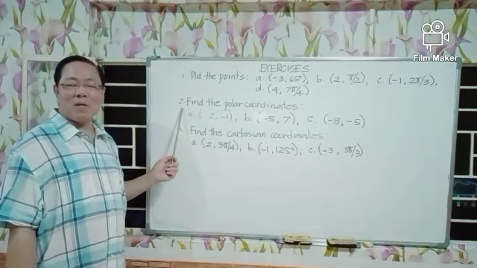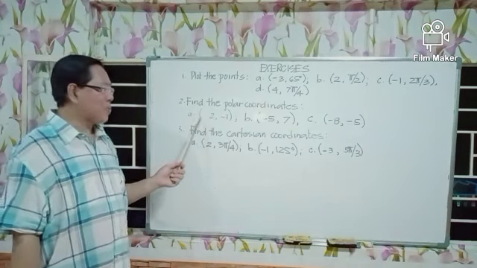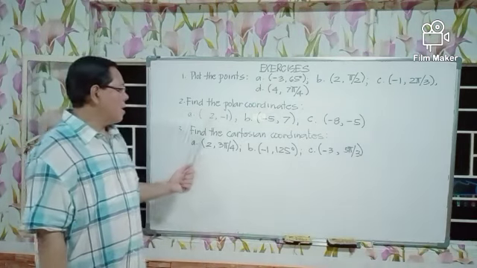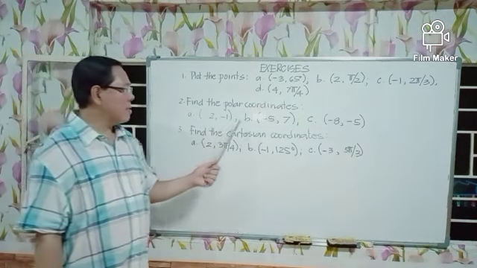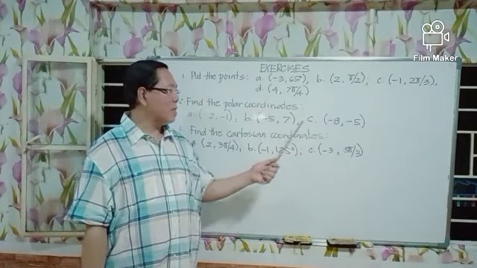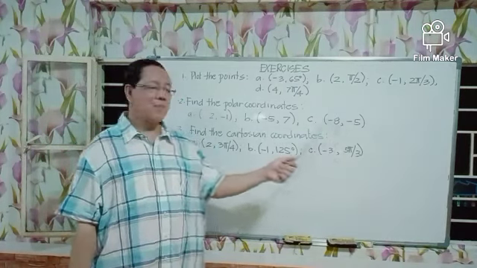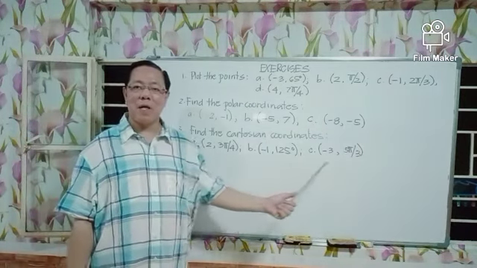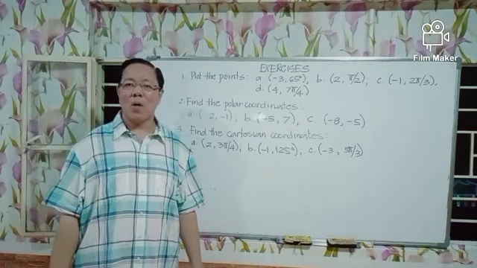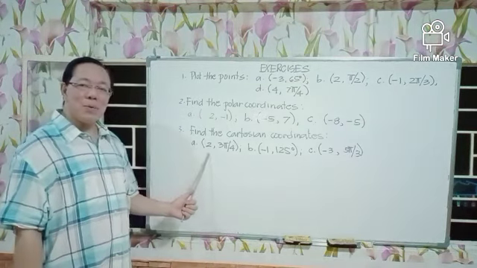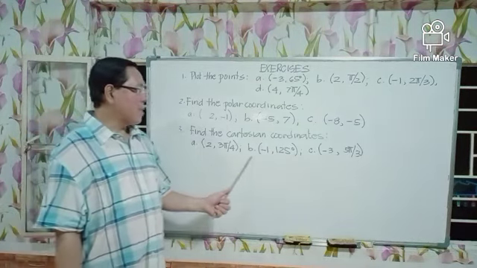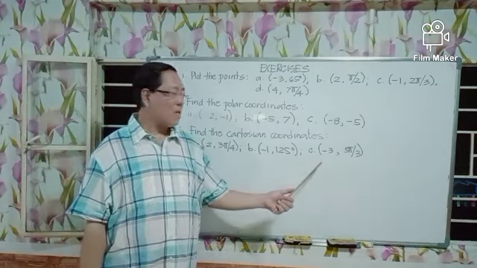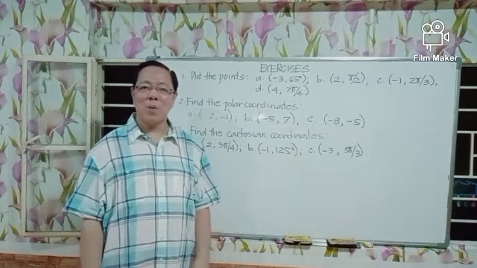Number 2, find the polar coordinates of each point given with the Cartesian coordinates. Letter A, 2, negative 1. B, negative 5, 7. C, negative 8, negative 5. And number 3, find the Cartesian coordinates of each of the following points with the given polar coordinates. Letter A, 2, 3 pi over 4. B, negative 1, 125 degrees. And C, negative 3, 5 pi over 3.